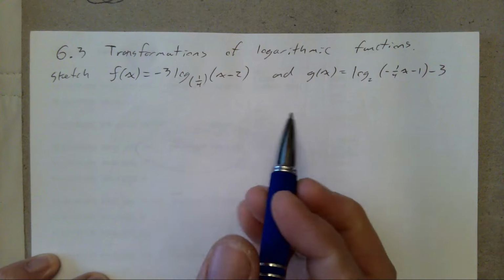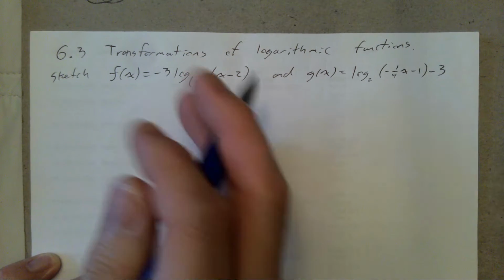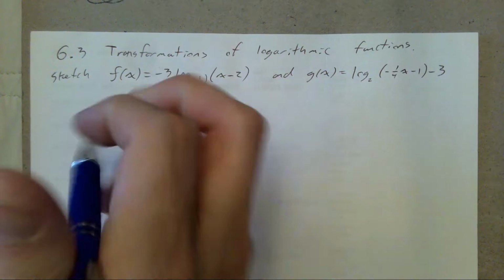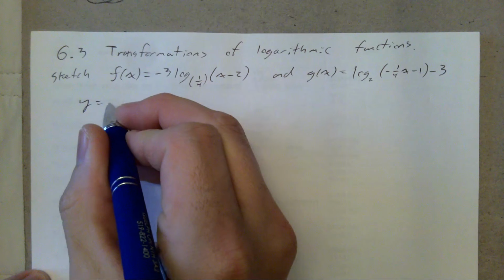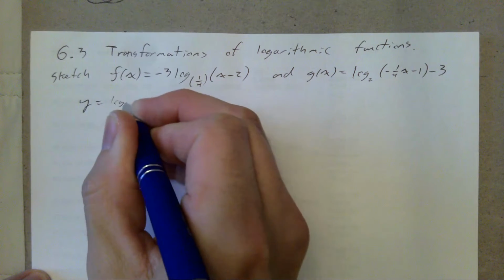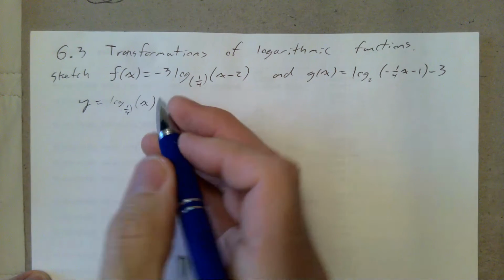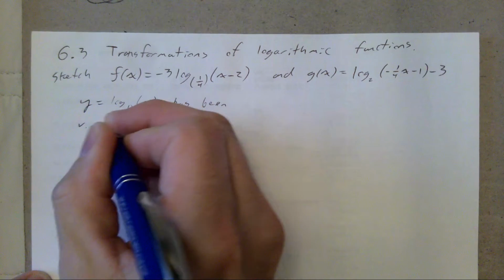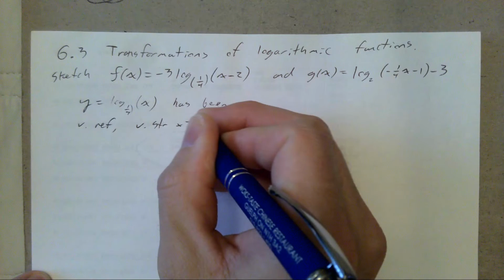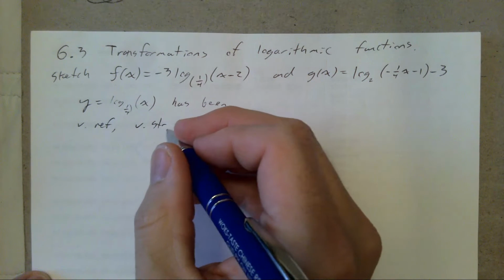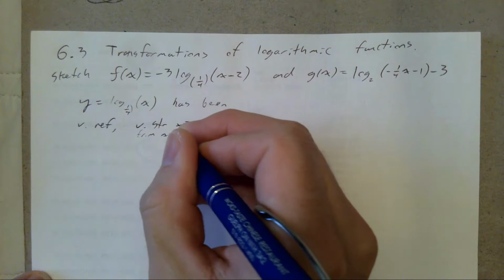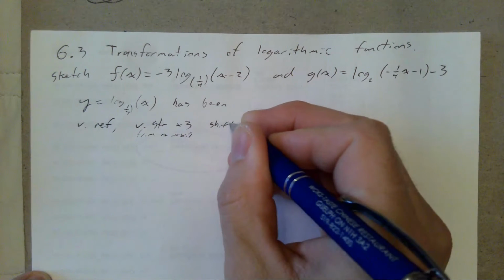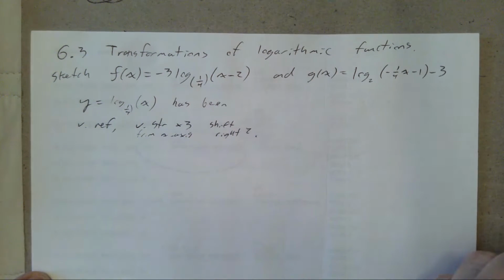So like with all other transformations, we should probably start by identifying which base function is being transformed. I scan through, and there I see my base logarithmic function. So f is going to be y equals log base 1/4 of x, which has been vertically reflected, vertically stretched by a factor of 3 from the x-axis, and then shifted right 2, like that.